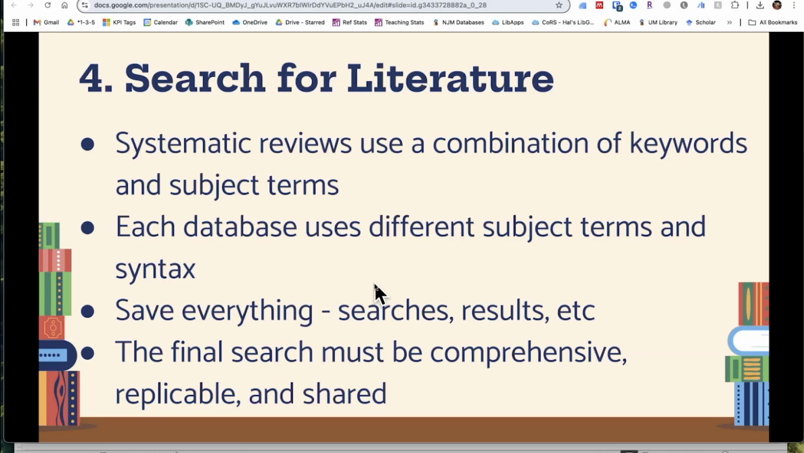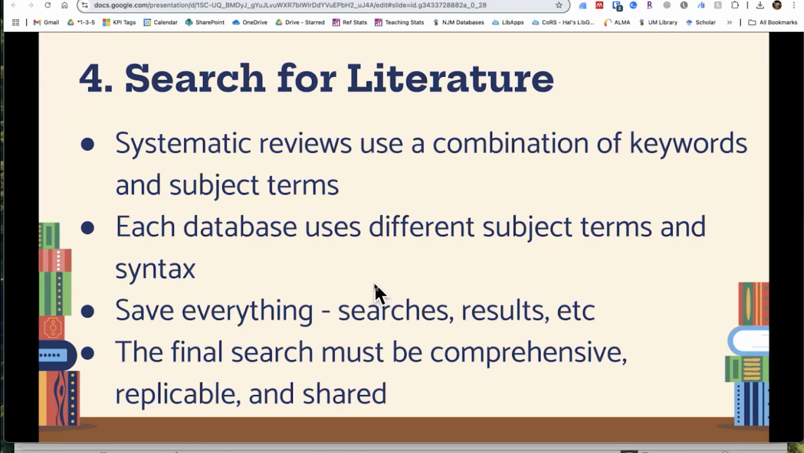As you are doing your literature search, you want to be saving everything. Even if you think you'll remember, just save it. You want to document everything. That's because your final searches have to be replicable and be able to be shared. So you want to really make note of what your final searches are, how many articles you found from each database. You want to capture it all, because you never know when you might be called upon to use it.